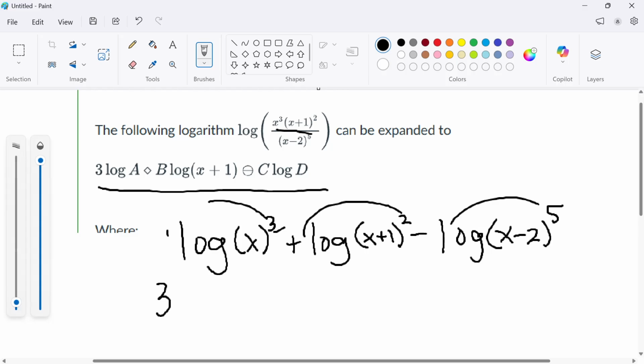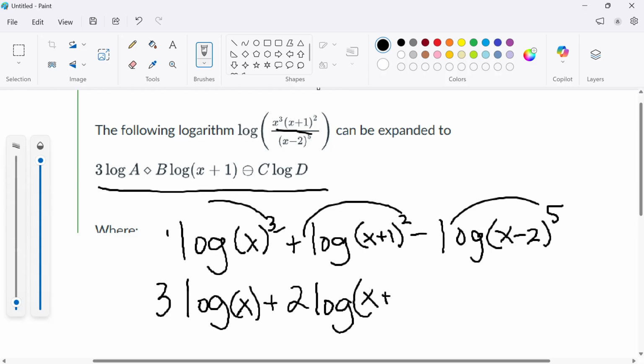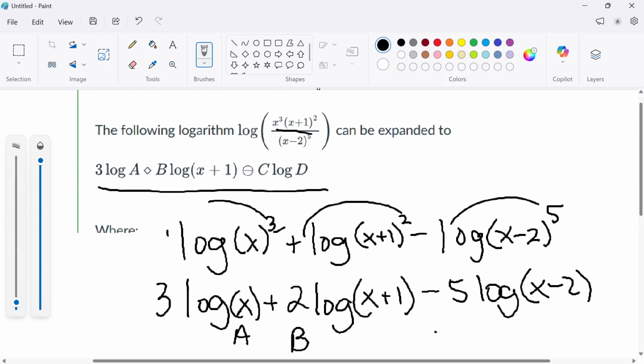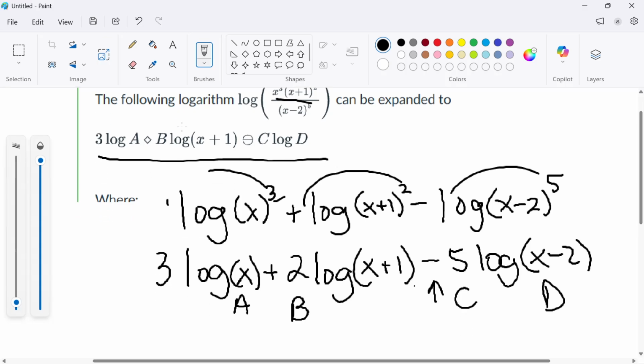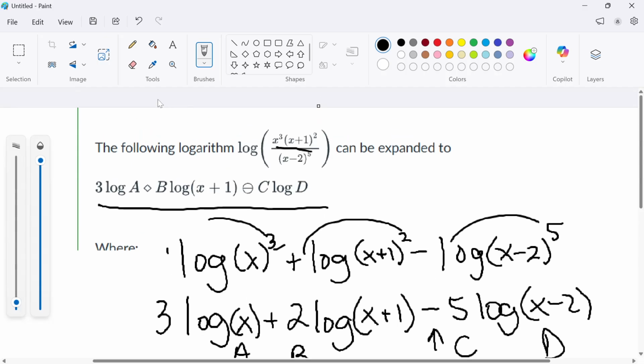So this is 3 log x plus 2 log x plus 1 minus 5 log x minus 2. And let me see. A is x, B is 2. This sign should be minus. C is 5. And D is x minus 2. And so that would be the answer for that question.